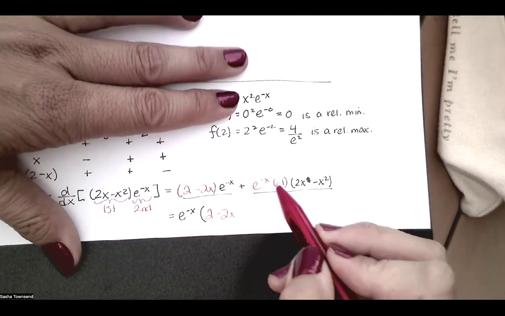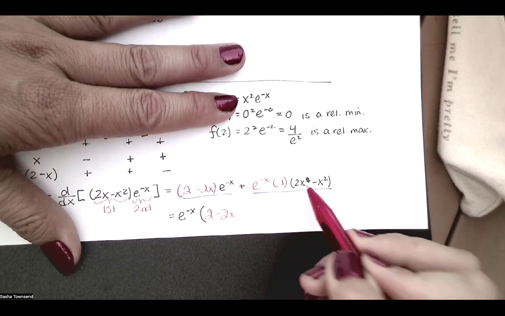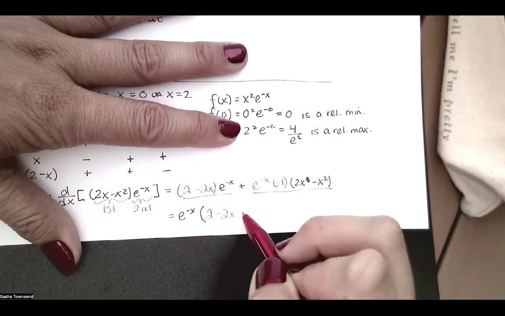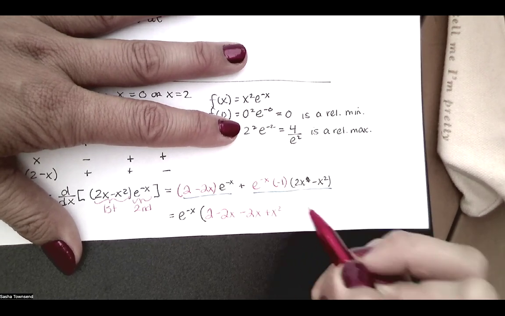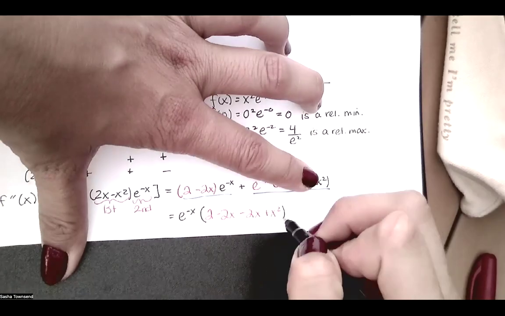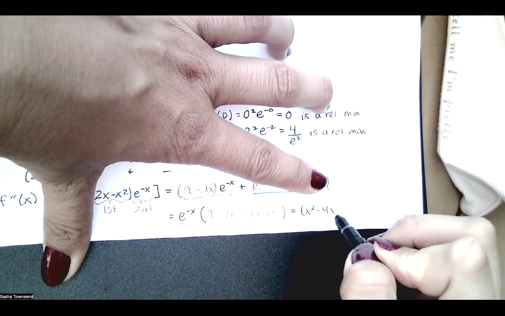And then here, you say after I factor out that e to the negative x, what am I left with? It's negative 1 times this expression. I'll distribute the negative. Negative 1 times 2x is negative 2x. Negative 1 times negative x squared is positive x squared. And so what we have is this exponential times x squared minus 4x plus 2.